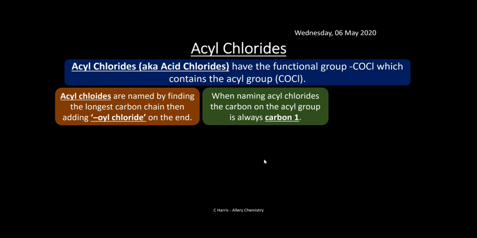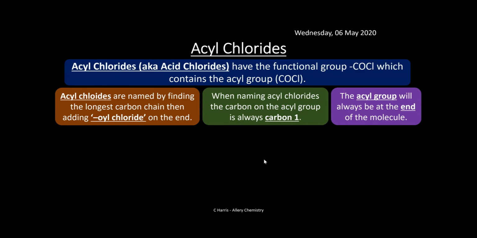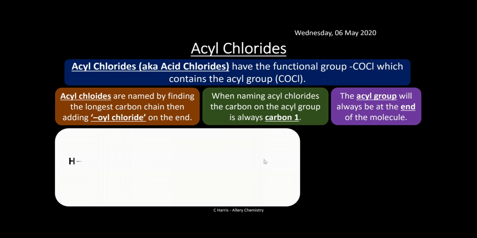And the acyl group, just like a carboxylic acid group, is always carbon 1, and the acyl group will always be at the end as well. It's always a terminal functional group. We won't have it midway through the molecule. Okay, so let's look at this example here. You can see the similarities with a carboxylic acid. The only difference is, instead of an OH group, we have a Cl group at the bottom there.